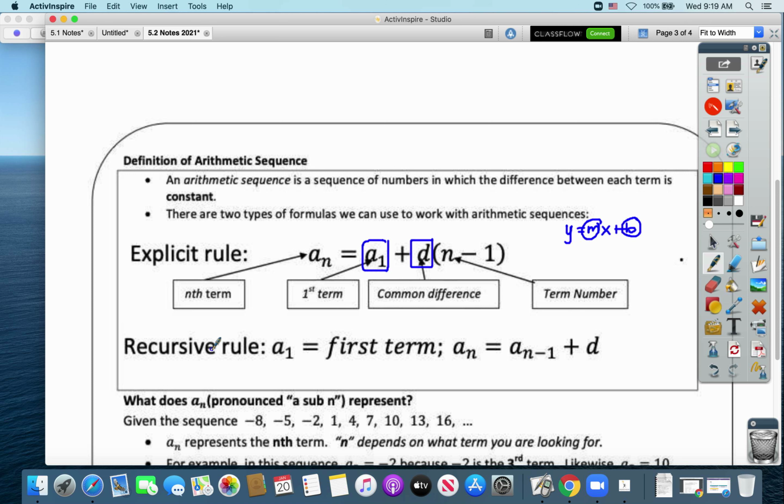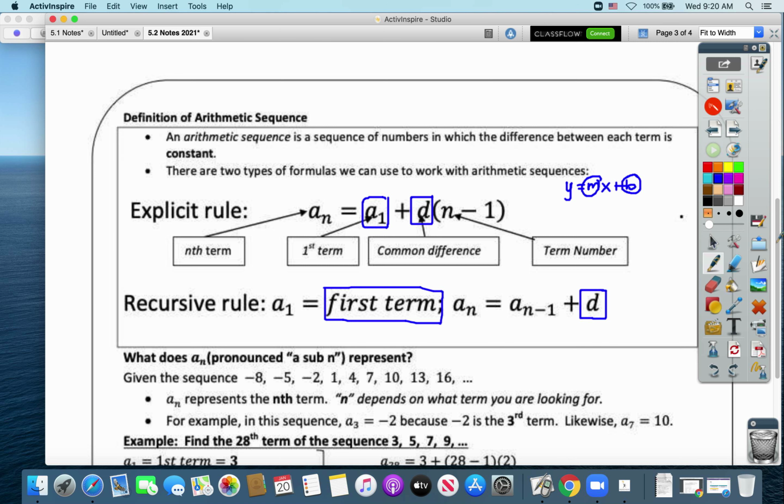And it's the same on the recursive rule. For the recursive rule, we write a sub 1 equals the first term. So you need to plug in what that first term is, and then a sub n equals a sub n minus 1 plus d. On this one, you copy everything, but you need to plug in what the common difference is. So it's the same on each one. You plug in the first term, and you plug in the common difference. And everything else in the rule, you just keep the same. You're just writing the equation with those boxed things plugged in.